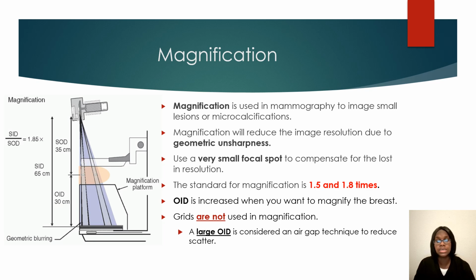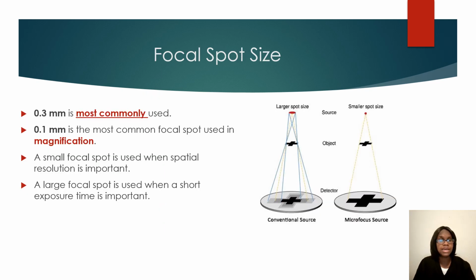OID is increased when you want to magnify the breast. With magnification, grids are not used. A large OID is used and considered an air gap technique to reduce the scatter. Now with our focal spot size, 0.3 millimeters is the most commonly used focal spot size. 0.1 millimeter is the most common focal spot used in magnification.